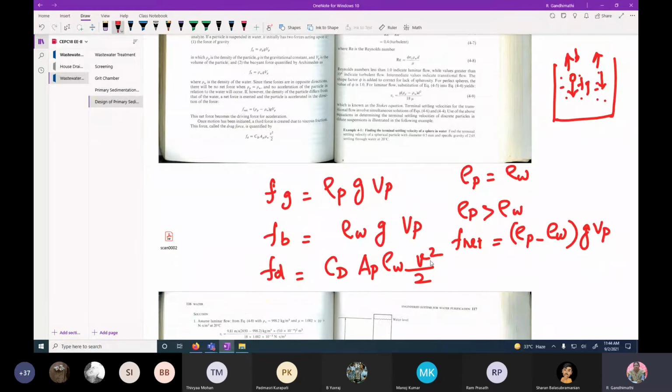Here V is the velocity of the particle, Ap is the cross-sectional area of the particle, and Cd is the coefficient of drag. It depends upon the nature of the flow. Sometimes the flow may be laminar, sometimes turbulent or transition flow. Therefore, the Cd value depends on the nature of the flow. It depends on the Reynolds number.